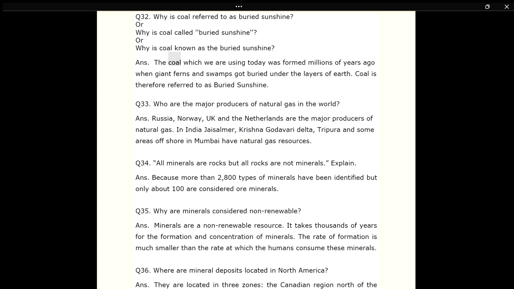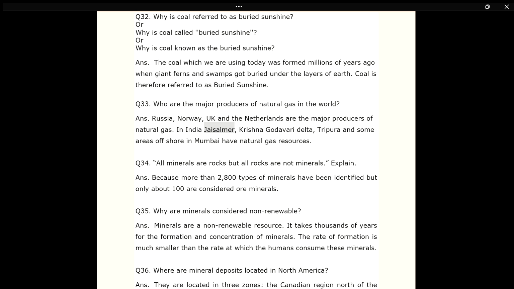Ans. The coal which we are using today was formed millions of years ago when giant ferns and swamps got buried under the layers of earth. Coal is therefore referred to as buried sunshine. Q33. Who are the major producers of natural gas in the world? Ans. Russia, Norway, UK and the Netherlands are the major producers of natural gas.